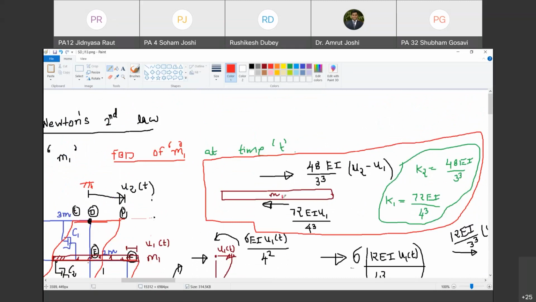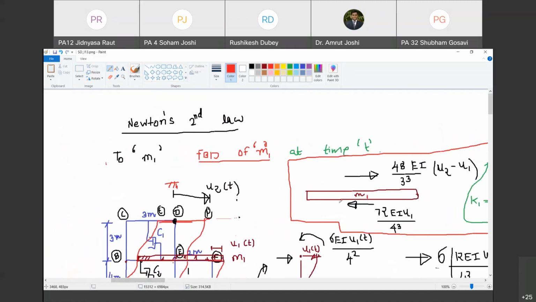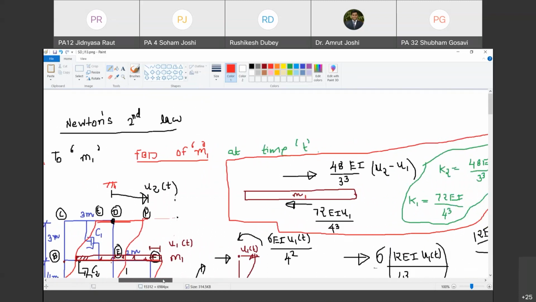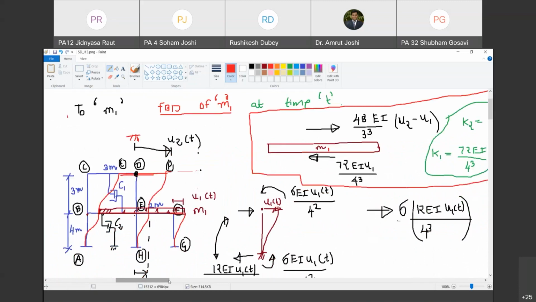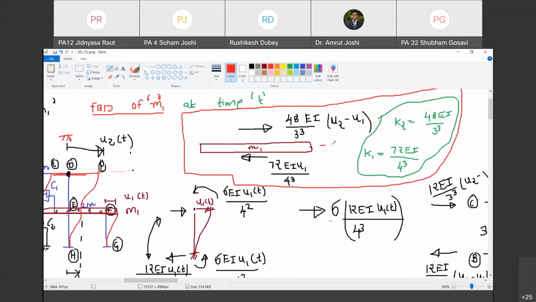तो statics के लिए ये free body diagram sufficient है. But as the object is accelerating, I am going to also show the acceleration of m1. And now there is no question of relative acceleration. It is the acceleration of mass m1. Are you with me? Yes, sir. So what is the acceleration of mass m1? u1 double dot of t. Do you agree with me?